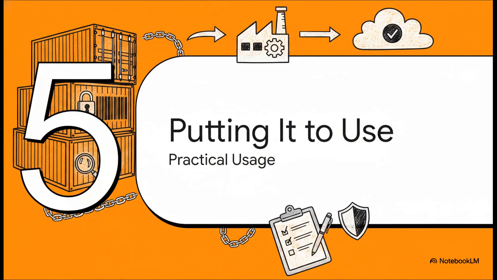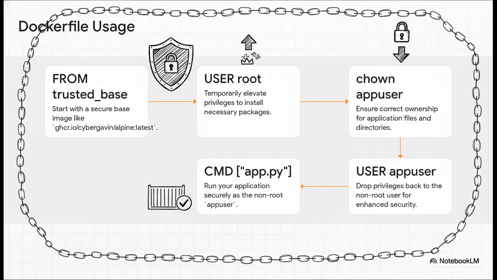Let's get practical. So using these in your own Dockerfile is actually super straightforward. You just start from the trusted base. But notice the pattern here. You temporarily switch to root so you can install your packages, but then, and this is the most important part, you immediately drop back to the app user before you run your application. This one simple habit dramatically improves your security.